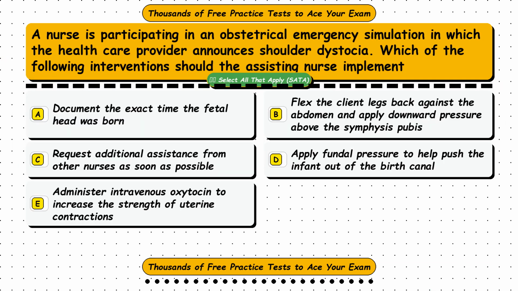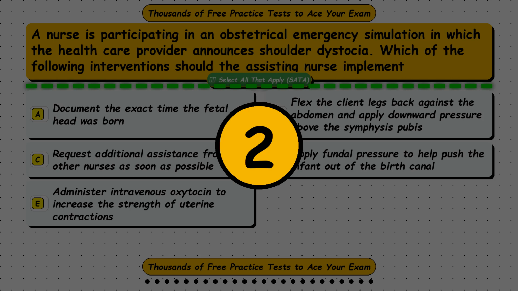Question 22. A nurse is participating in an obstetrical emergency simulation in which the healthcare provider announces shoulder dystocia. Which of the following interventions should the assisting nurse implement? Option A, document the exact time the fetal head was born. Option B, flex the client legs back against the abdomen and apply downward pressure above the symphysis pubis. Option C, request additional assistance from other nurses as soon as possible. Option D, apply fundal pressure to help push the infant out of the birth canal. Option E, administer intravenous oxytocin to increase the strength of uterine contractions.